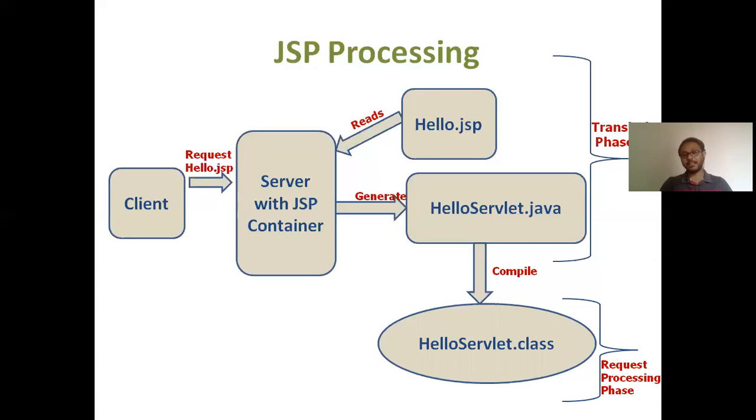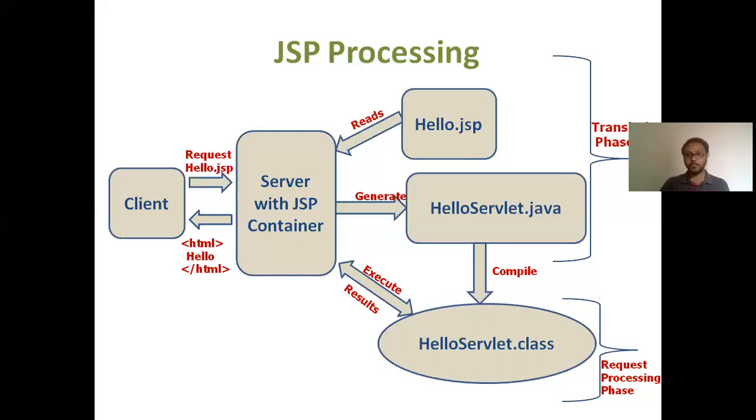Once this .class file is generated, the JSP container can execute that .class file to give the results, or to give the response requested by the client. Once the execution is done, it gives the results. These results will then be forwarded as an HTML document to the client. So whatever the client requested, that is hello.jsp, the response we got is an HTML page, obviously. So this complete process can be considered as JSP processing.